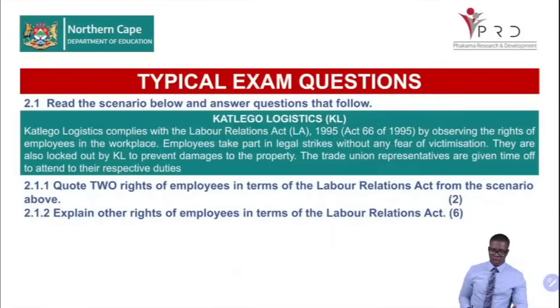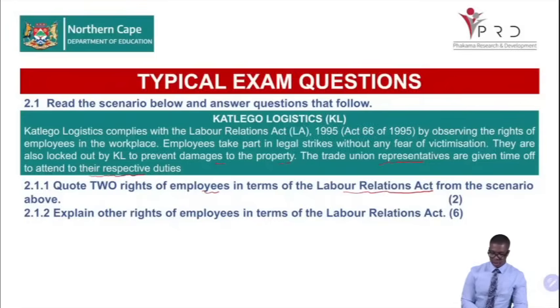Katleho Logistics complies with the Labor Relations Act, which is Act 66 of 1995, by observing the rights of employees in the workplace. Employees take part in legal strikes without any fear of victimization. They are also locked out by Katleho Logistics to prevent damages to their property. The trade union representatives are given time off to attend to their respective duties. Now, quote 2 rights of employees in terms of the Labor Relations Act.